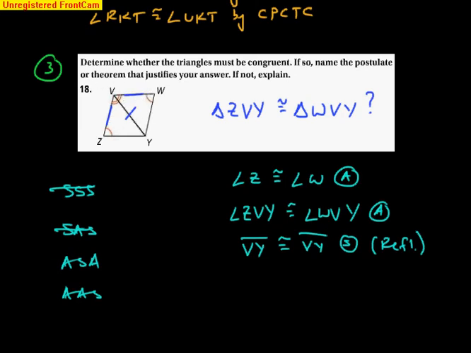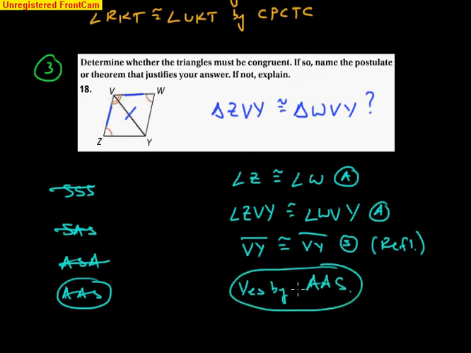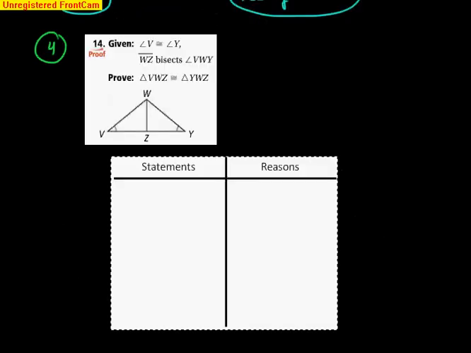But they're not congruent. It's the non-included side, which means it's not ASA, it's AAS. So yes, they are congruent by AAS. Angle, angle, side. Boom. 3 down, 3 proofs to go. Okay, here's the first proof we're going to talk about.